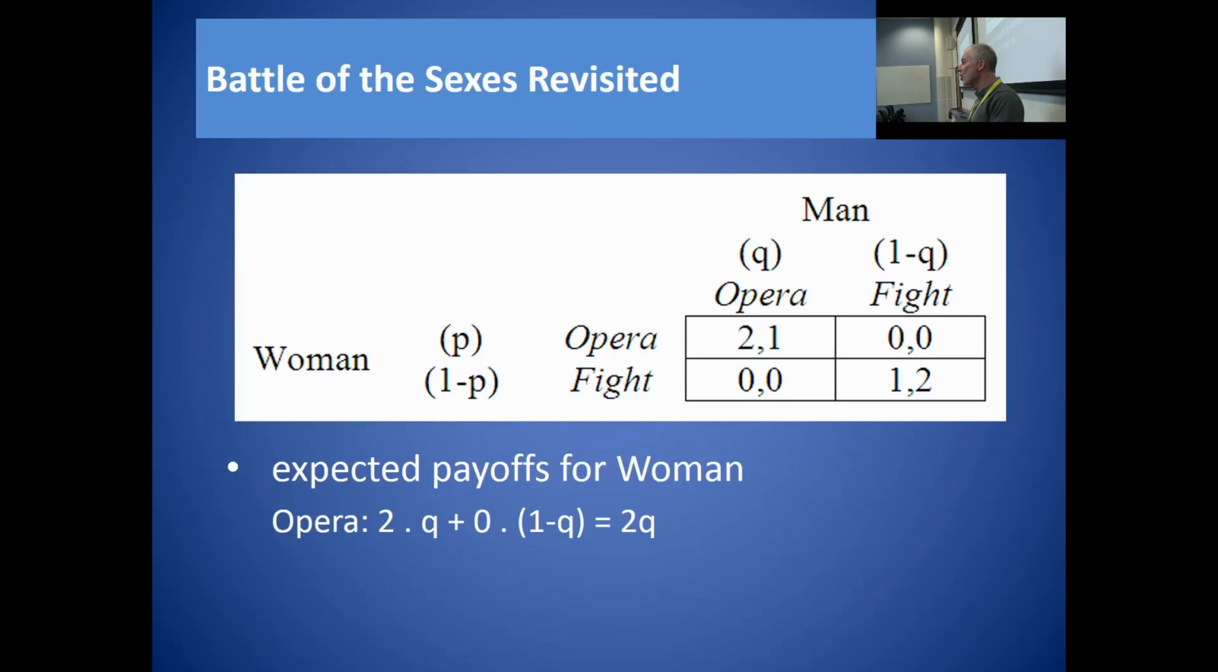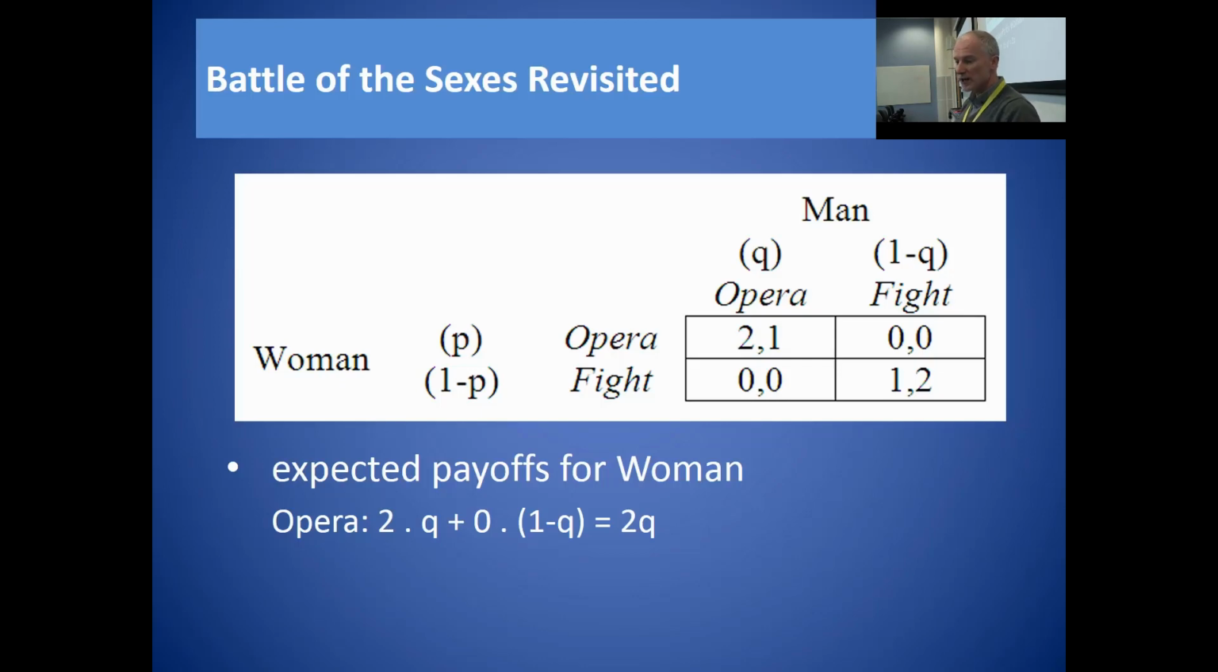So we can calculate then her expected payoff of attending the opera. And we do that by taking the contingent payoffs and weighting them by the probability of those events occurring. So she either gets a payoff of 2 with a probability of Q, that's when the man goes to the opera, or she gets a payoff of 0 when the man goes to the prize fight. And he will do that with a probability of 1 minus Q. So for the woman, her expected payoff is 2 with a probability of Q, plus 0 with a probability of 1 minus Q. And just a simple bit of algebra simplifies that down to 2Q. So the woman's expected payoff is 2Q if she goes to the opera.